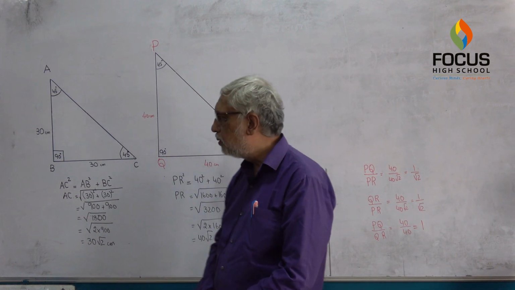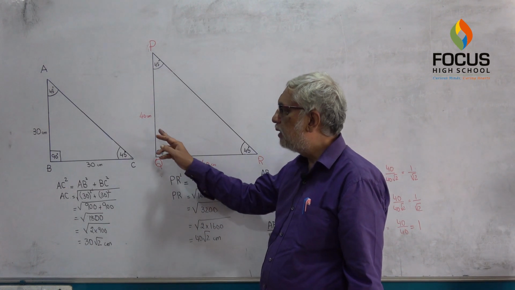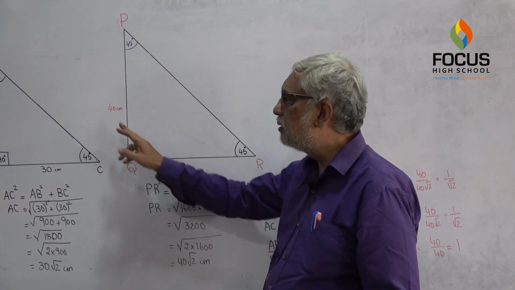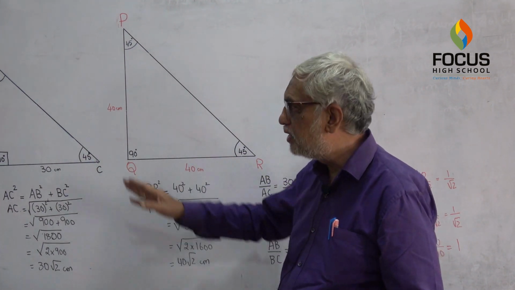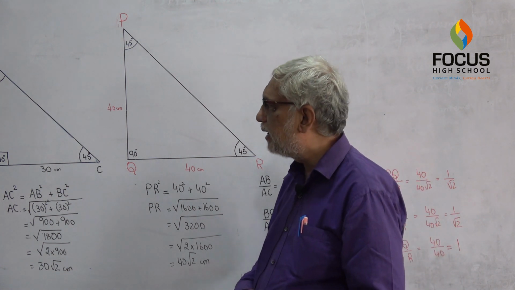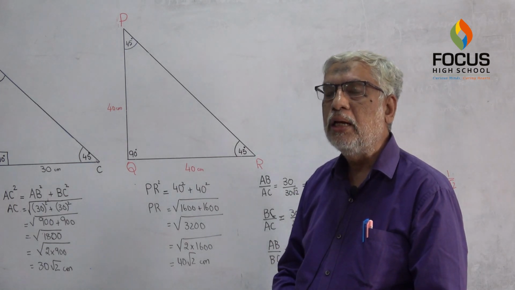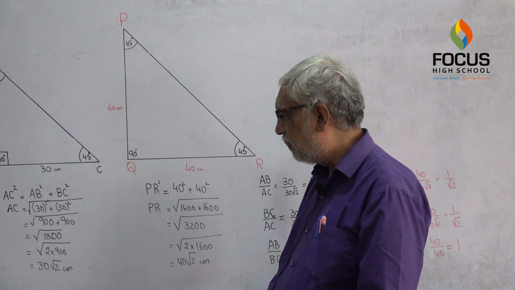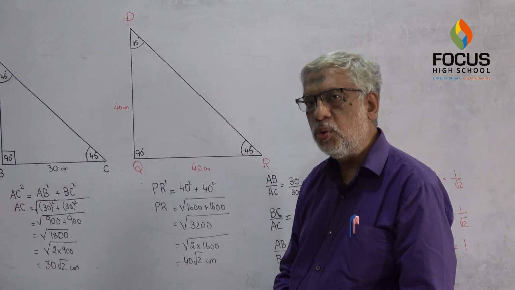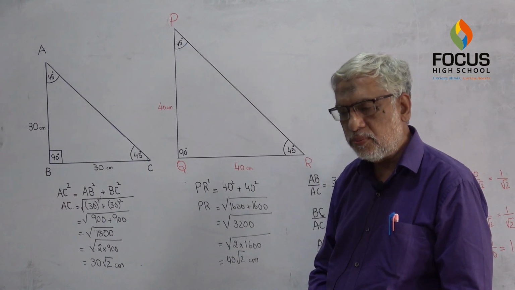Now coming to the other triangle, a little bigger one, and it is also the same isosceles right angle triangle, in which the legs are one 40 centimeter, the other also 40 centimeter, hence it is isosceles and right angle, and the hypotenuse is found to be 40 root 2 centimeters. This is 30 root 2 centimeter. If legs are 30, hypotenuse is 30 root 2, and if legs are 40, hypotenuse is 40 root 2.